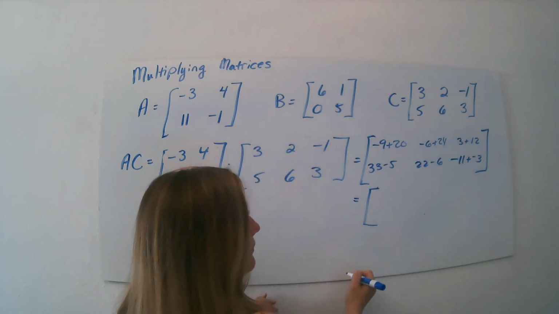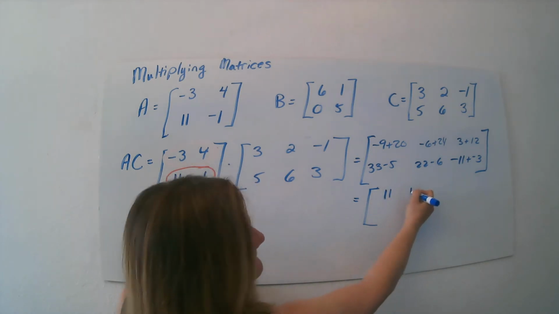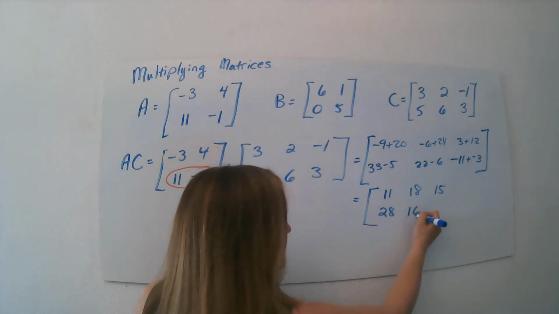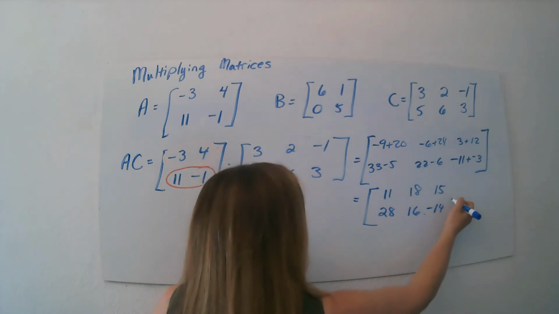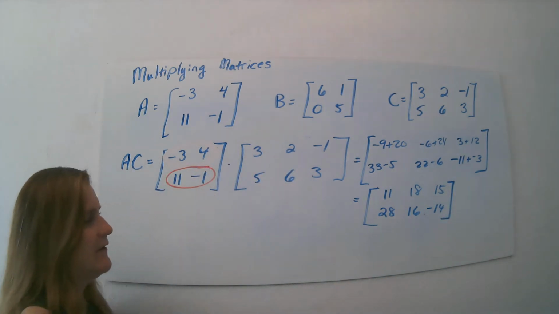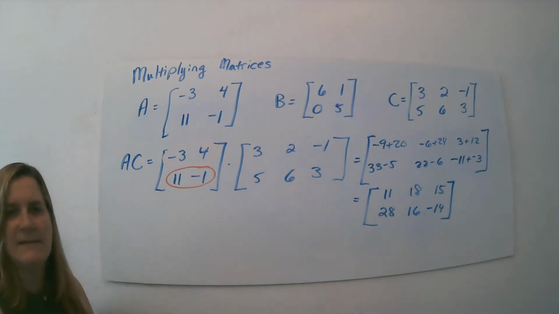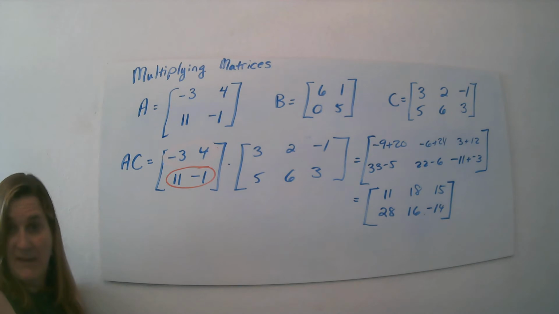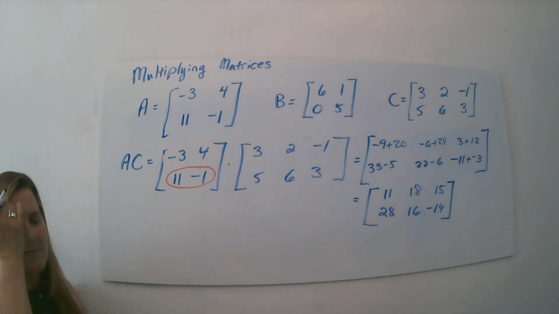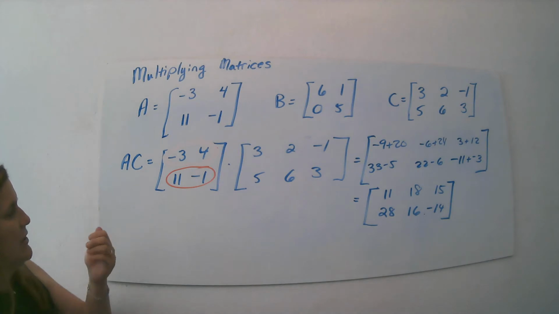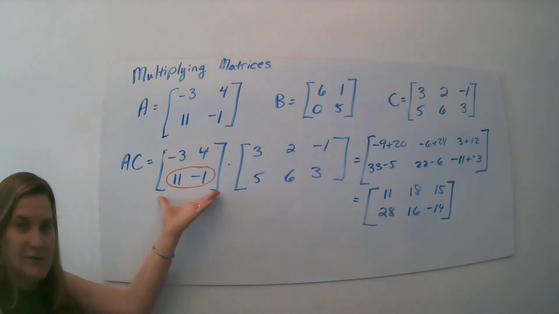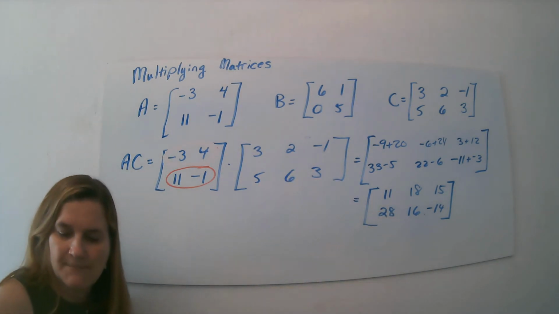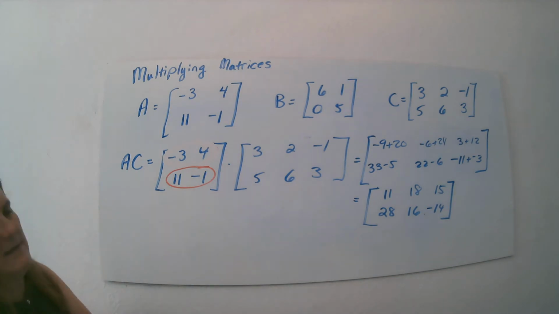So our result is 11, 18, 15, 28, 16, and -14. And we have the product of A times C. And let me point this out. Unlike addition of matrices, where the dimensions of the matrices need to be the same number of rows and same number of columns, that is not the case here. Notice we multiplied this 2 by 2 matrix by this 2 by 3 matrix, and we were able to do that product. Let's look at what happens if we try to multiply C times A.